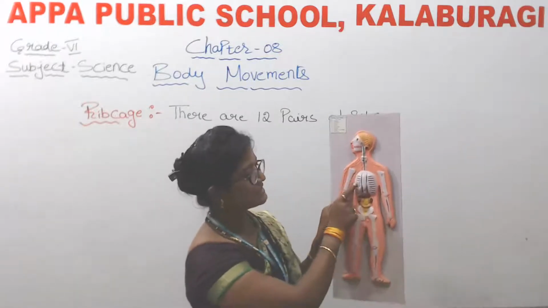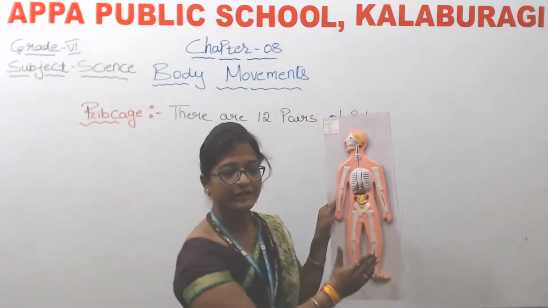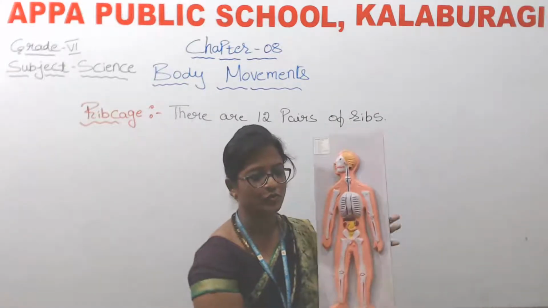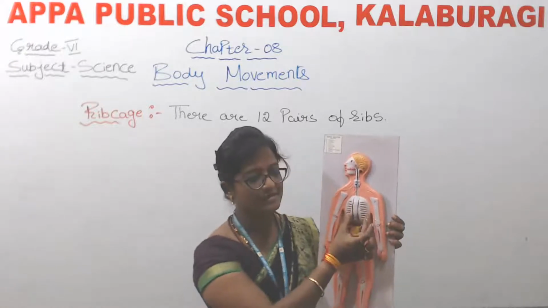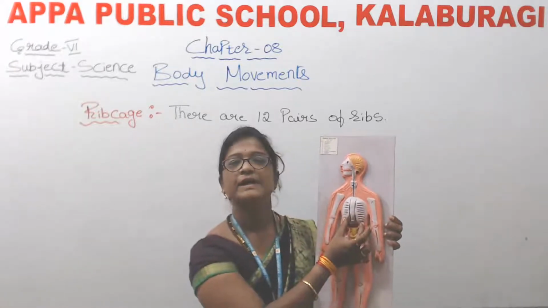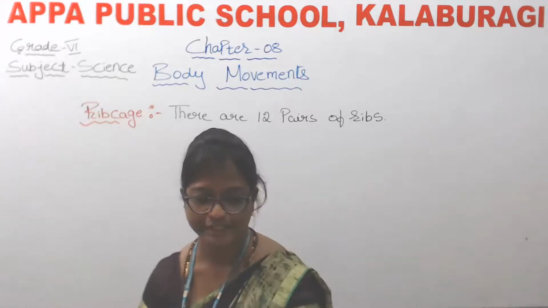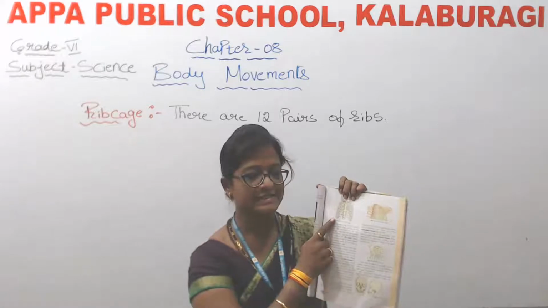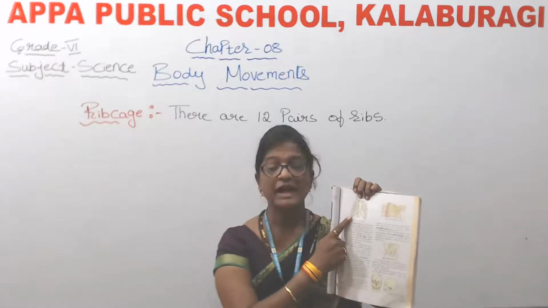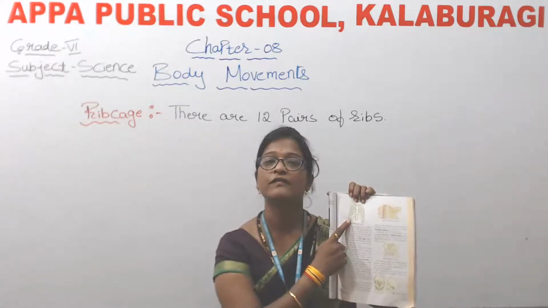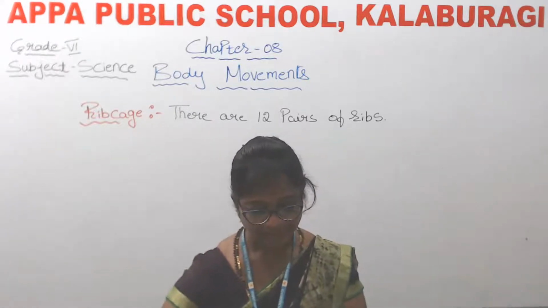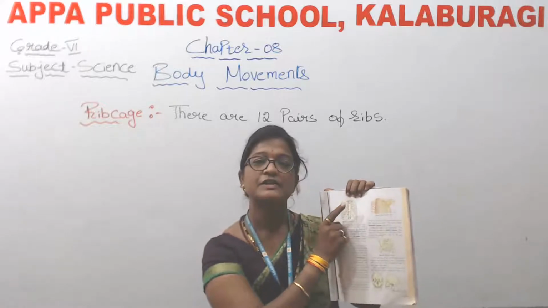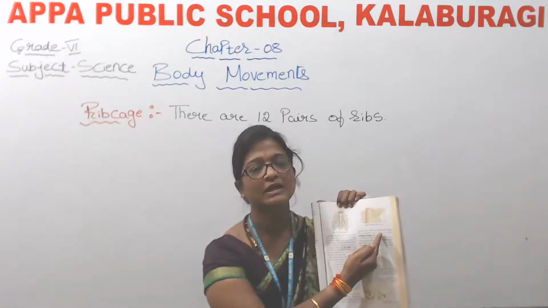So here you can see. Even if you want it in detail, it is there in your textbook also. Here is the rib cage. In your textbook, page number 71, you can see it, children. There are 12 pairs of ribs. The ribs join from the chest bone in the front to the backbone at the back.